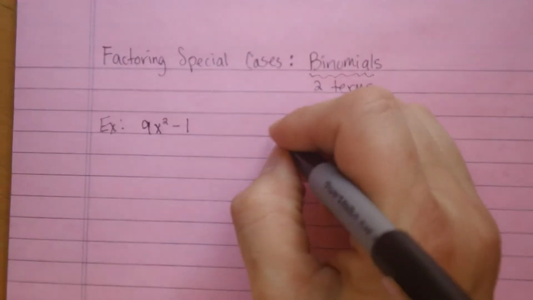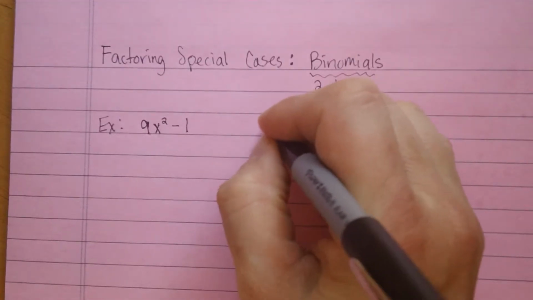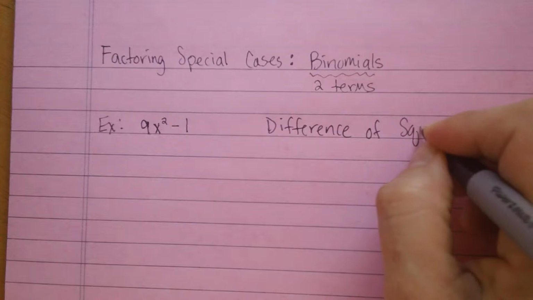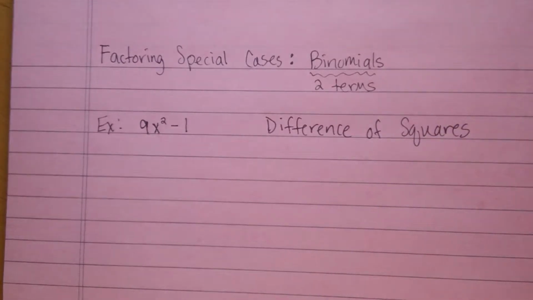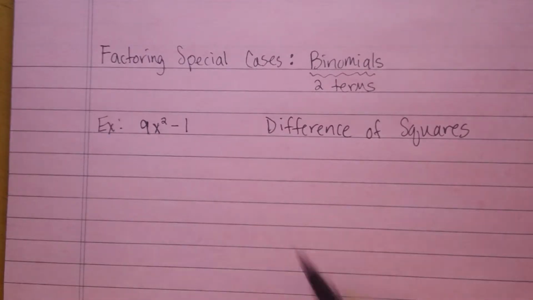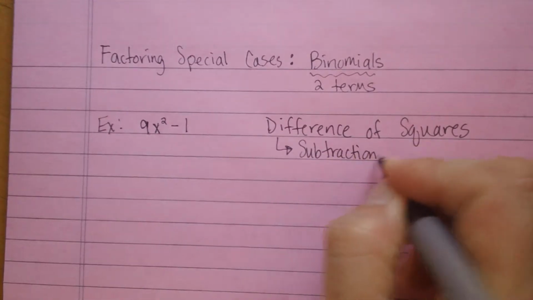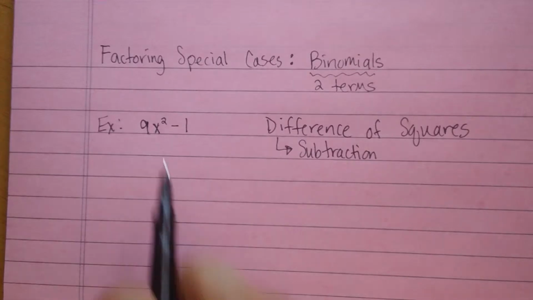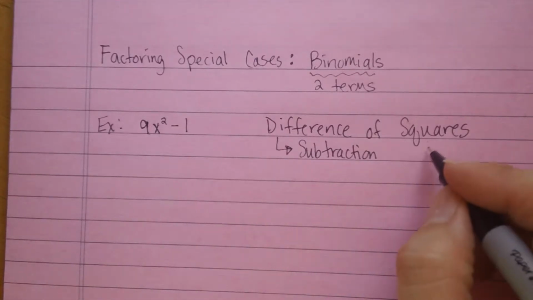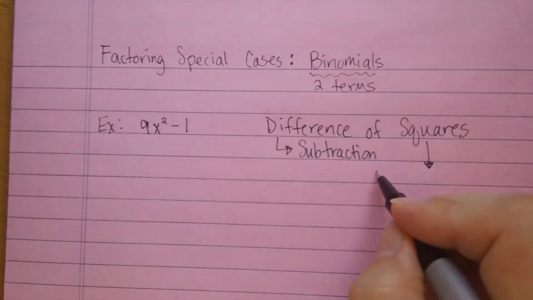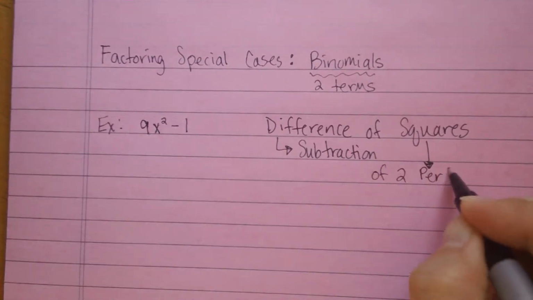The first type is going to be difference of squares. Now difference of squares implies two things. First, that you have a difference, which is going to be subtraction. So I know I'm going to be looking if I have subtraction to see if it is difference of squares, which this one is. The other thing that it implies is that you are subtracting two squares. So in difference of squares, what we're looking for is subtraction of two perfect squares.